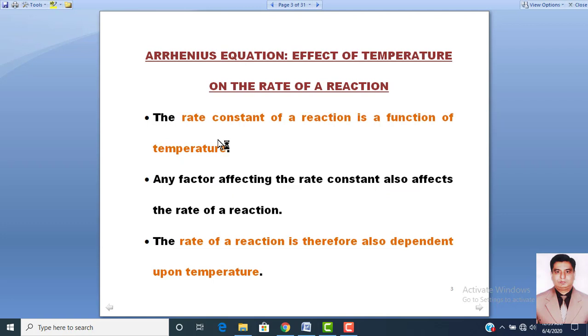Dear students, the rate of a reaction depends upon the temperature. So in this topic, we will study that the rate constant of a reaction is a function of temperature, and any other factor that affects the rate constant. So the rate of a reaction depends upon temperature, and we will see in this lecture how they are quantitatively related with each other.